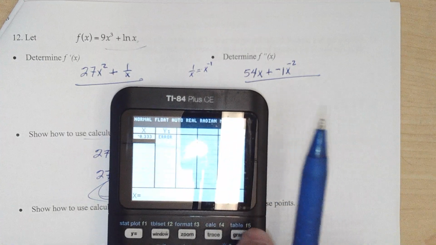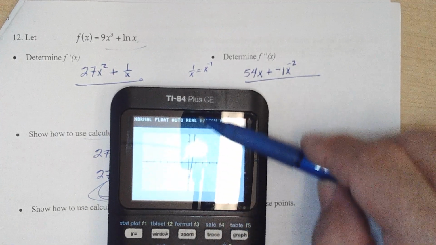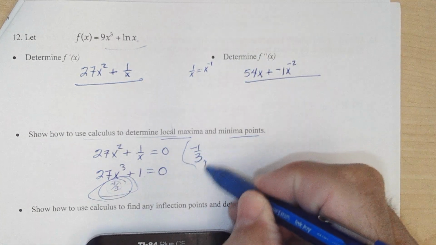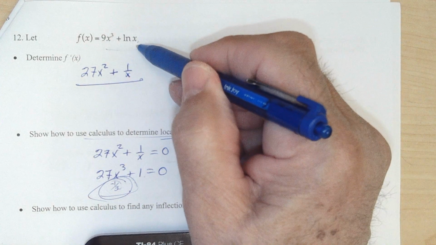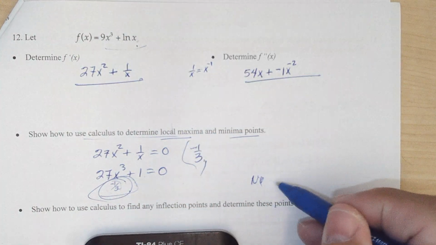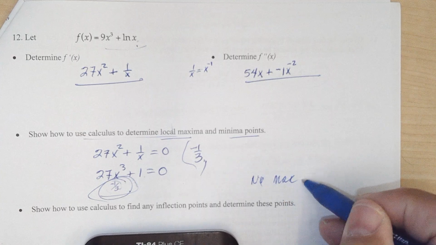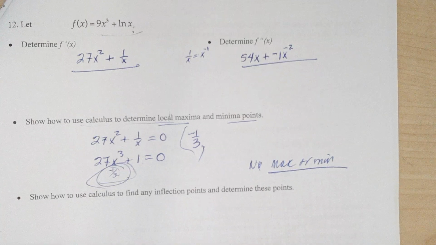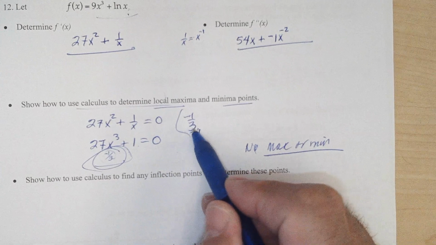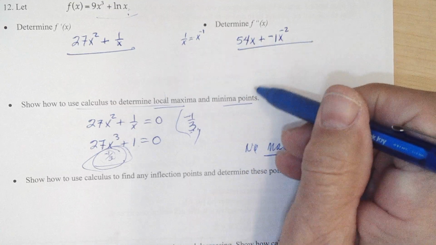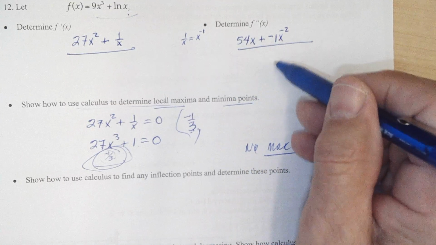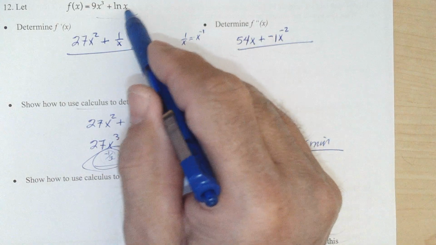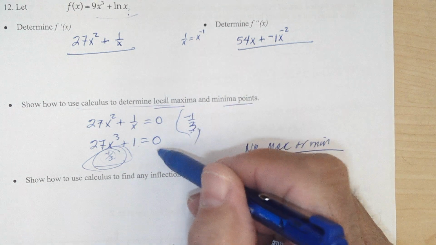Let's take a look at this graph. It goes up all the time. So this looked like it was going to be a critical point, but you can't use negative 1/3 in that. So no max or mins on this one. And you can tell if it's a max or min if you put the negative 1/3 into here, and if it's concave up, positive value, it would be a minimum. If it was concave down, it would be a maximum, but you can't do ln of negative 1/3, so there is none.